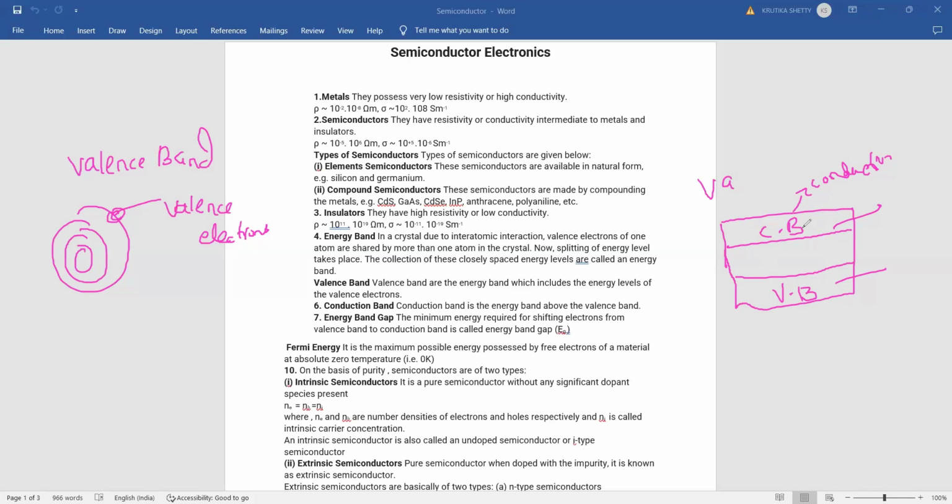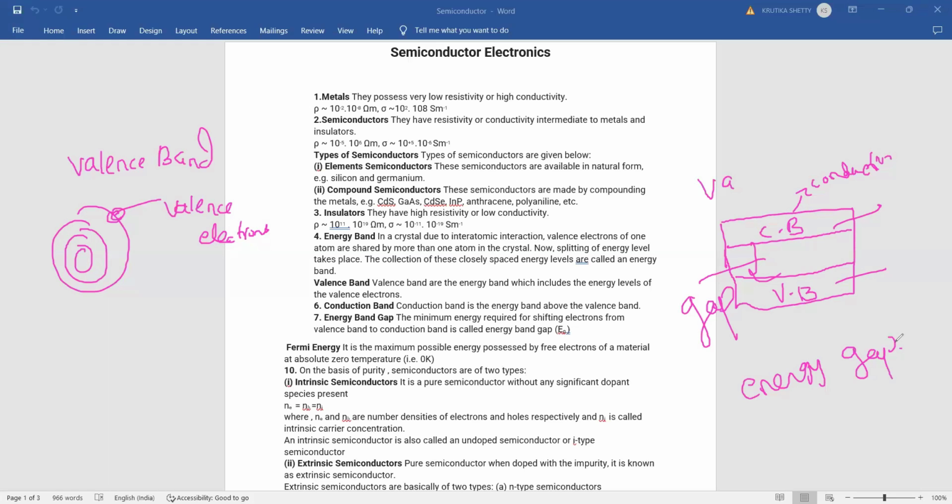So, valence band and conduction band. Now you can see that in between the valence band and the conduction band we have a gap. They are not overlapping, so in between we have some slight gap. That gap is called the energy gap.